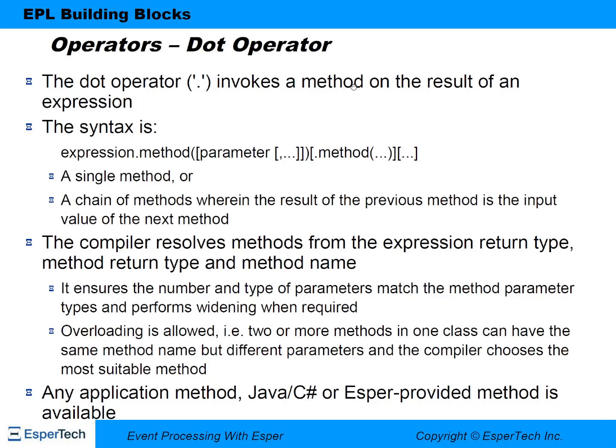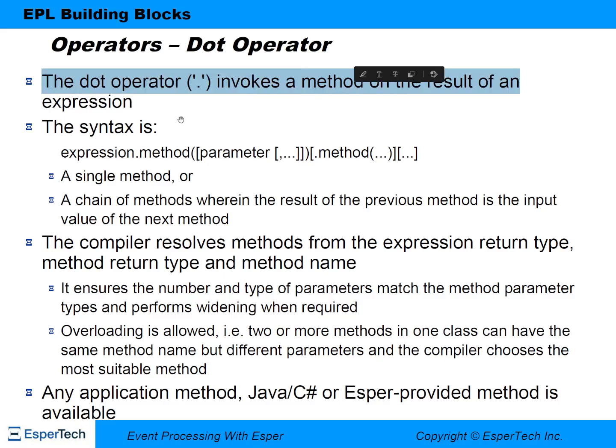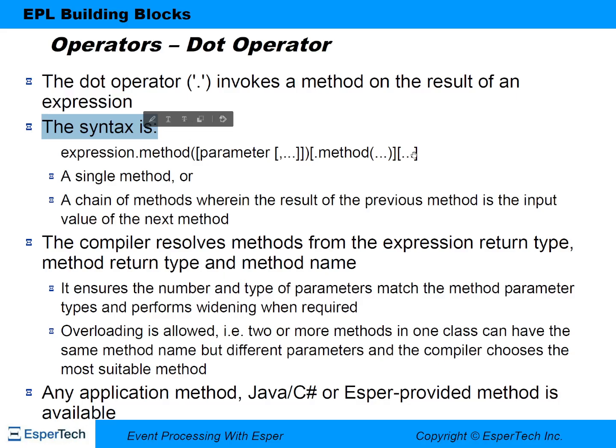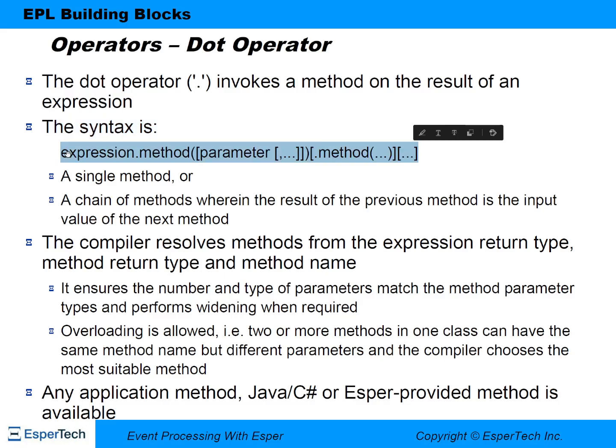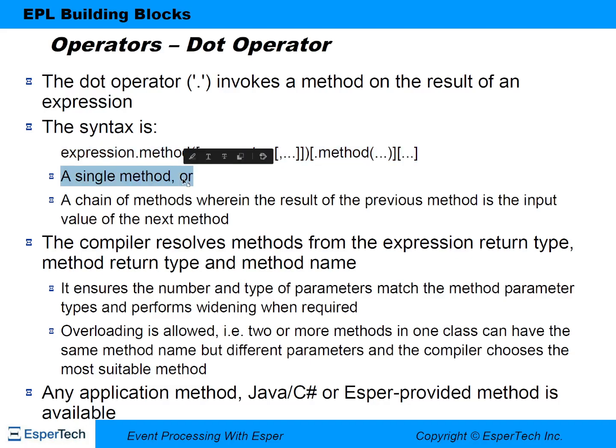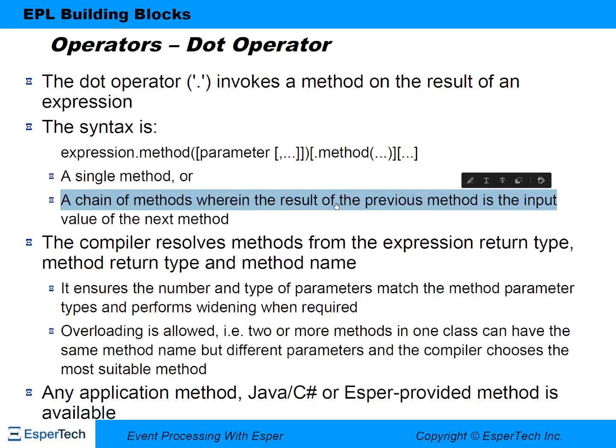The dot operator invokes a method on the result of an expression. The syntax is expression.method, parenthesis, optional parameters, optionally, dot and another method and parameters, and so on. This calls a single method, or a chain of methods wherein the result of the previous method is the input value of the next method.